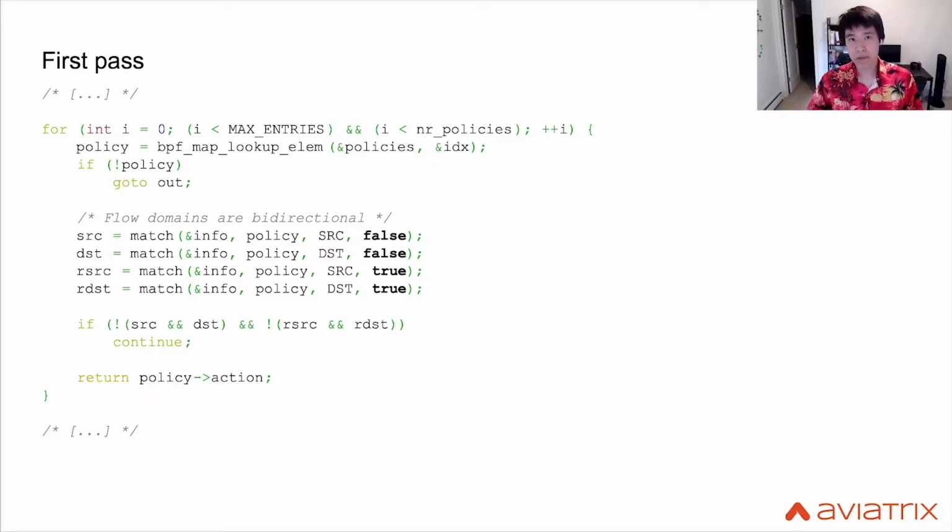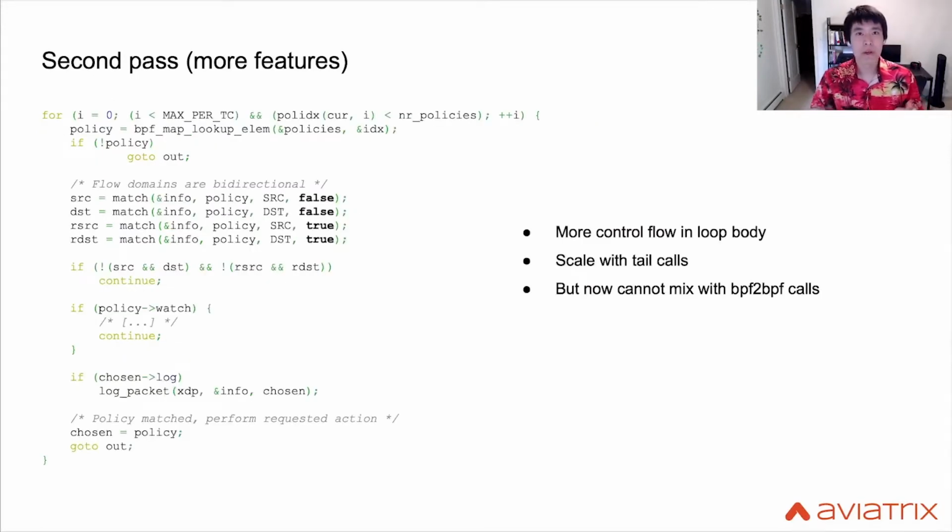This worked pretty okay as a prototype. It was functional, but as you'll see in the next slide, things started to get a bit hairy once we started adding more features. So at this point, there's a lot more complexity in the body of the loop, as you can tell. It turns out the verifier really does not like control flow in the body of the loop. From what I could gather, every time something like continue was inserted into the body of the loop, the number of states the verifier had to explore would double. So we really quickly hit the complexity limit the verifier imposes, which is 1 million instructions explored.